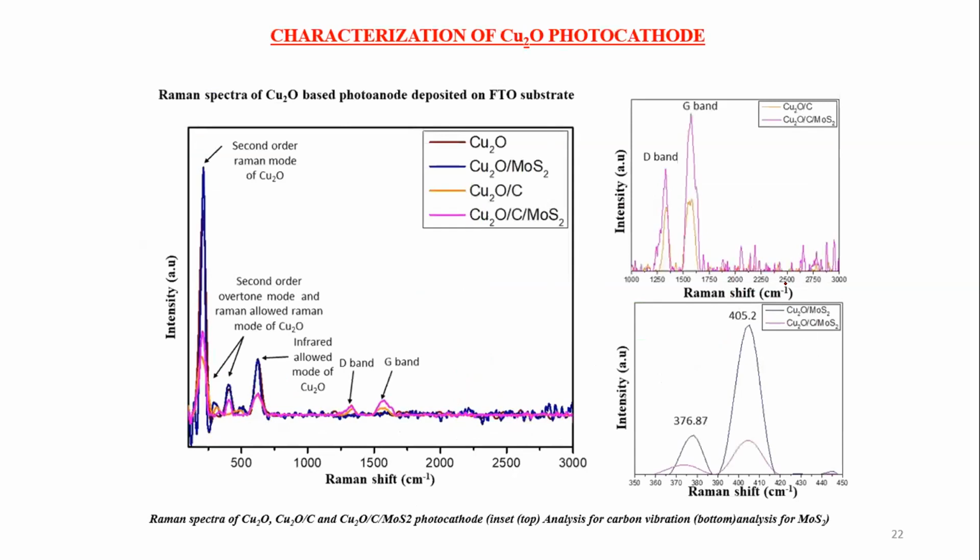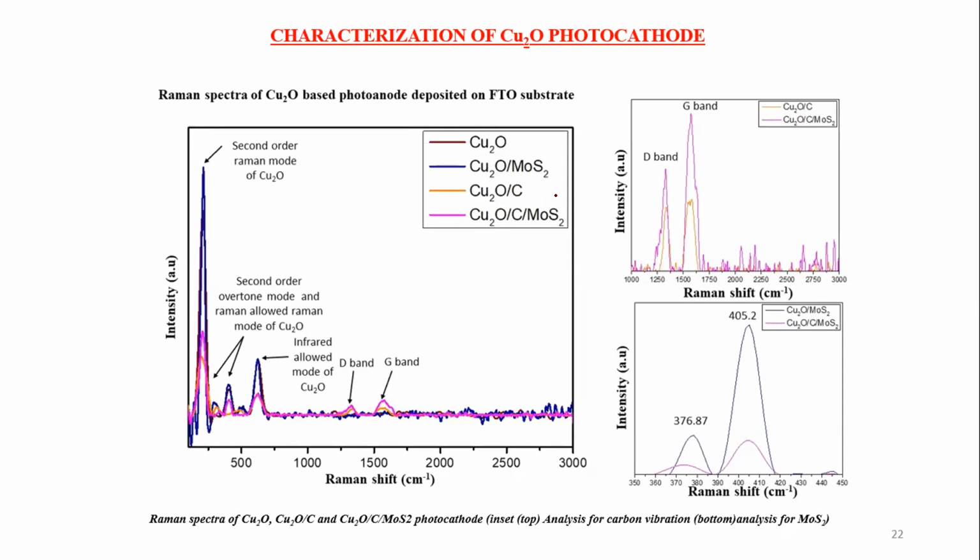Similarly, for cuprous oxide, we got the Raman vibration for only Cu2O, not any CuO. And if we want to know the existence of the carbon coating, this Raman spectra is a good tool. We can identify the G band and D band of the carbon that we coated on this Cu2O. Similarly, you can also identify the peak related to MoS2.